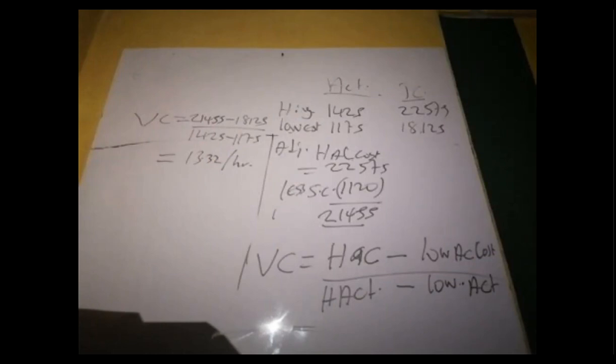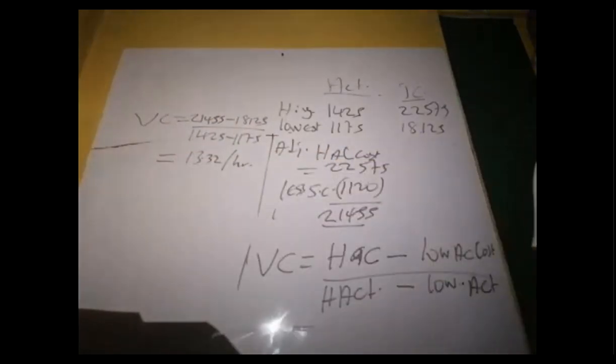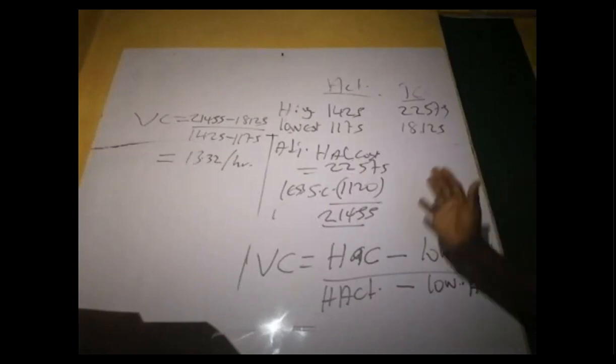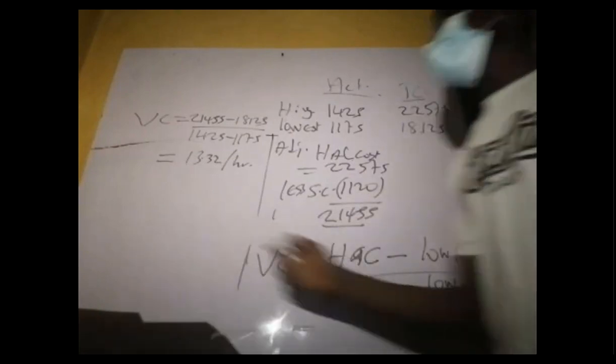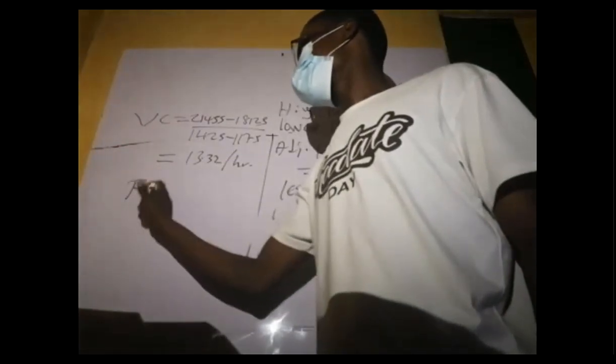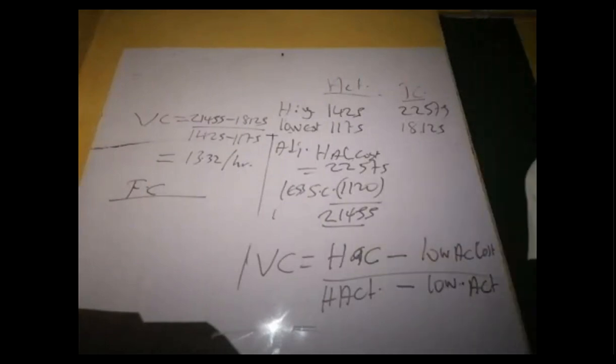Now, what happened is this. We're able to find the variable cost. Let's do what? Fixed cost. So let's calculate the fixed cost. Okay, let me continue from here. So first, calculation of the fixed cost. Pick any of the activity levels. If I do one, you also do one. So I'll pick the lowest one. That one is so easy.